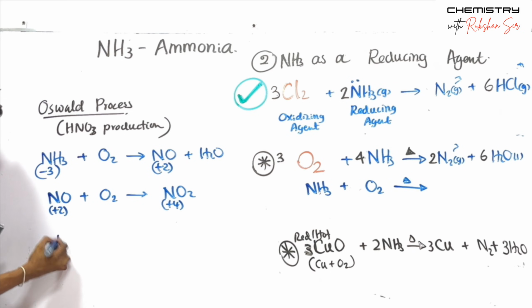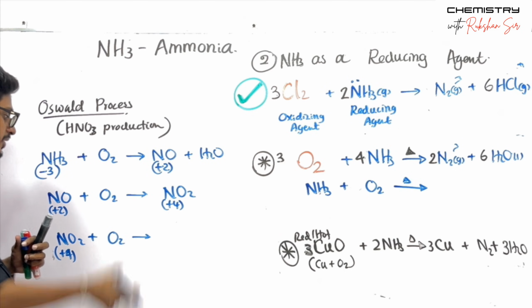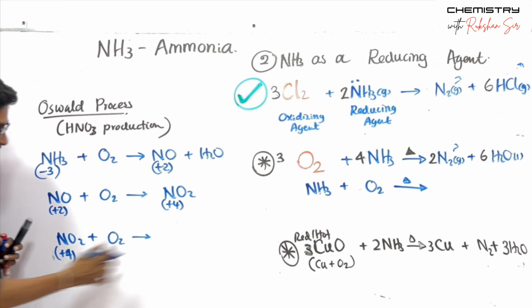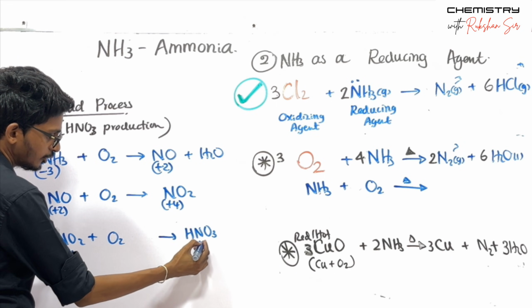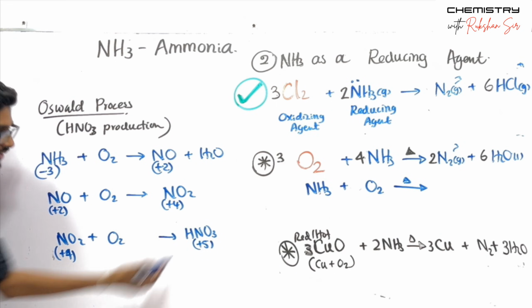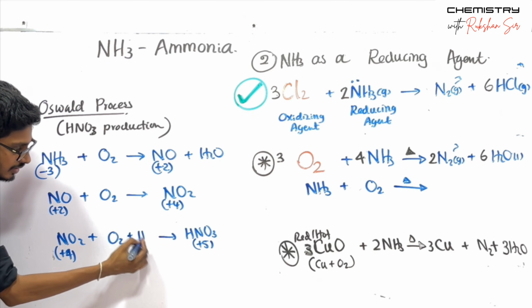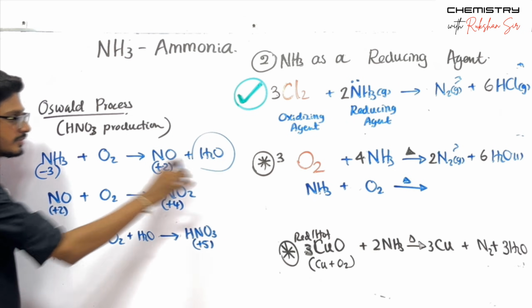Then the produced NO2, the +4, will be oxidized with the O2. See, oxygen oxidizes the other substance as a good oxidizing agent. Oxygen will oxidize the NO2 towards HNO3. So here you see some hydrogen is needed, so to supply hydrogens, you need H2O. This H2O also can be used.